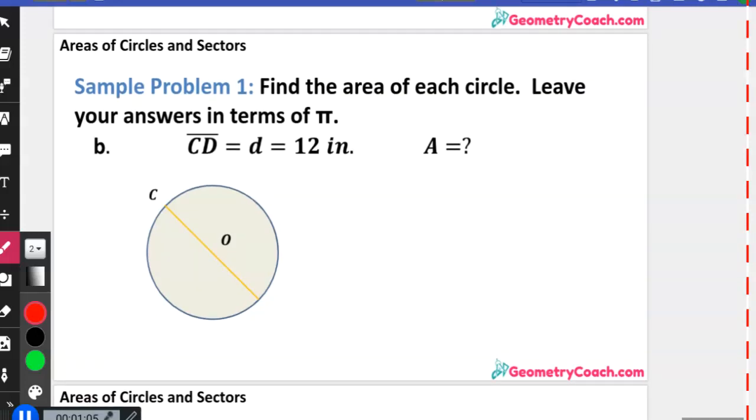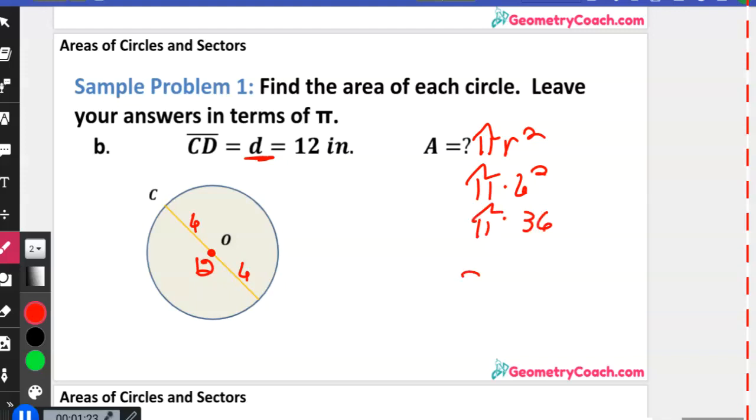Okay, find the area of this circle. Leave your answer in terms of pi. This time they gave us the diameter is 12, which means our radius is 6. So area, pi r squared, pi times 6 squared, pi times 36. So 36 pi inches squared.